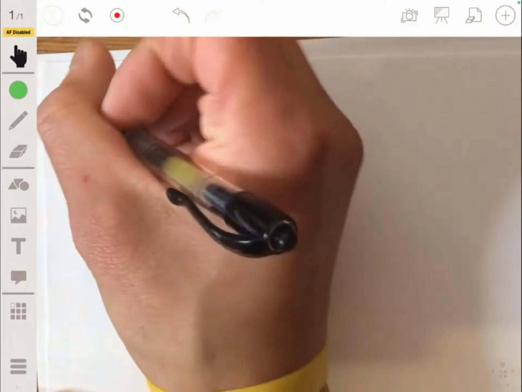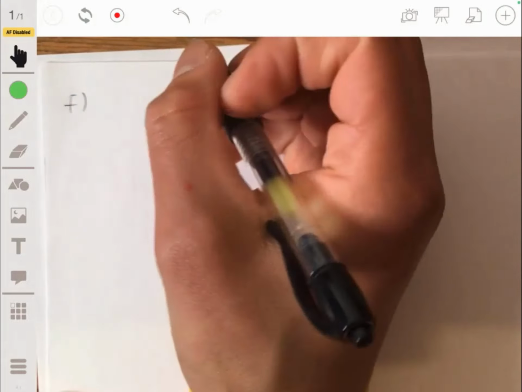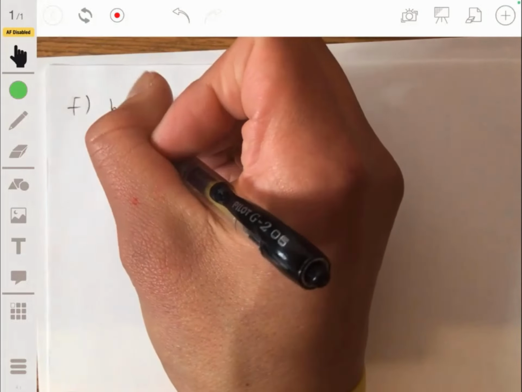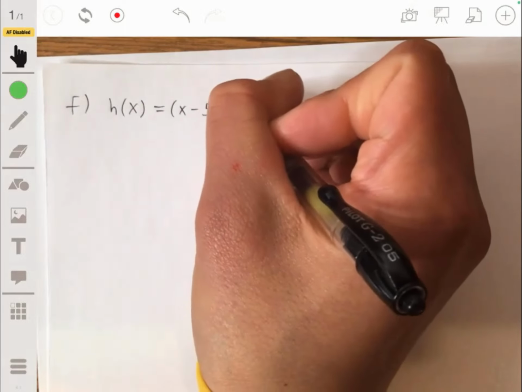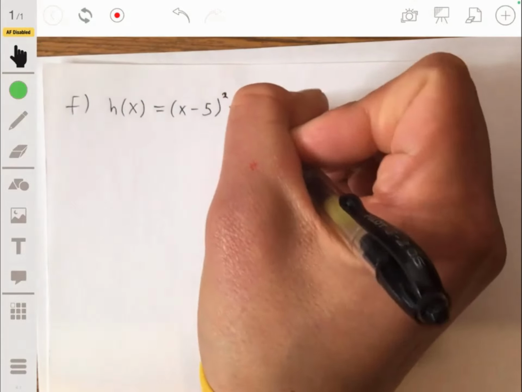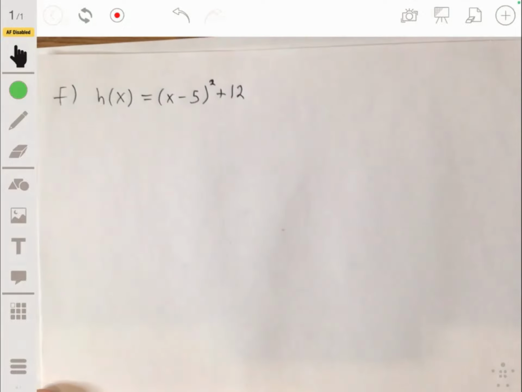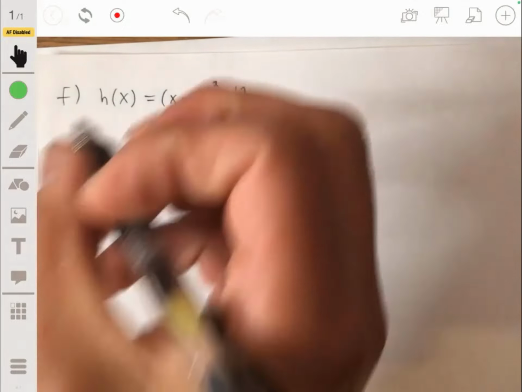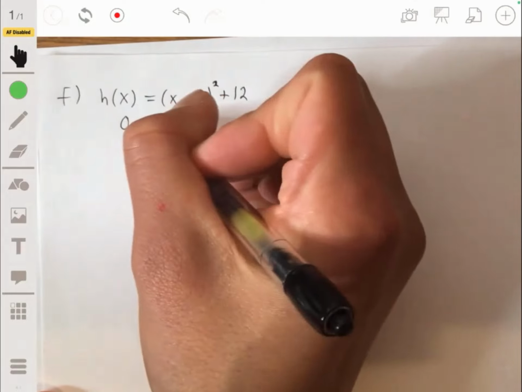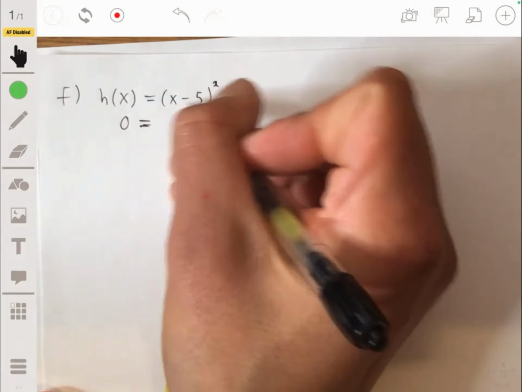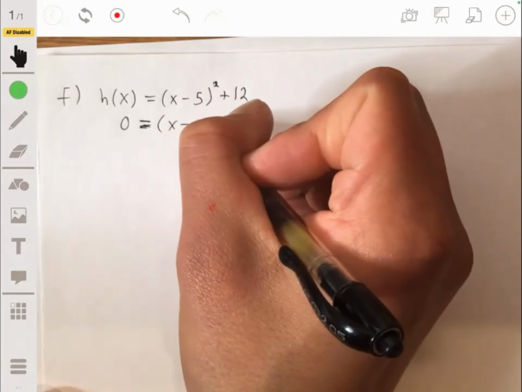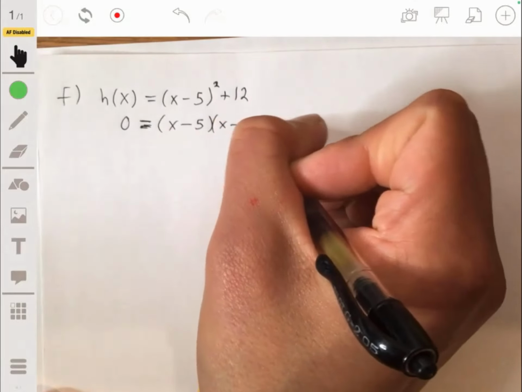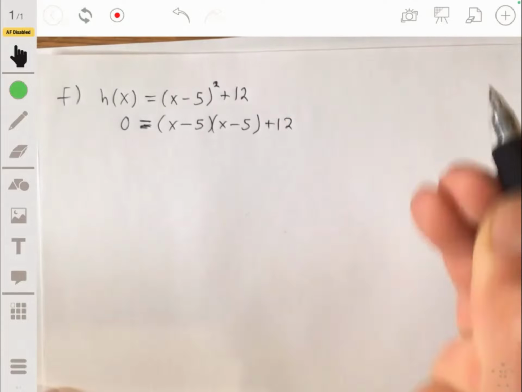All right, so for F, we've got h of x is equal to x minus 5 squared plus 12. Okay, so we're still trying to find the x-intercepts. So set this equal to 0. And what we have to do is expand this. So we're going to have this be x minus 5 times x minus 5 plus 12.